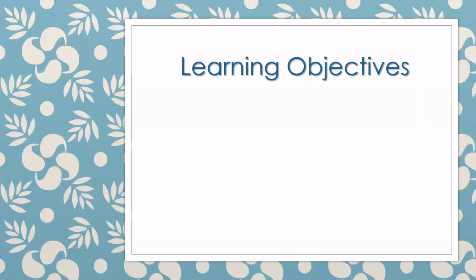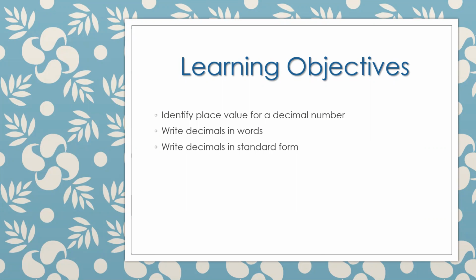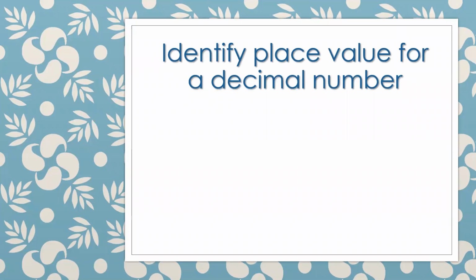The learning objectives that we will cover are to identify place value for a decimal number, to write decimals in words, and to write decimals in standard form. So let's get started. The first one is to identify place value for a decimal number.